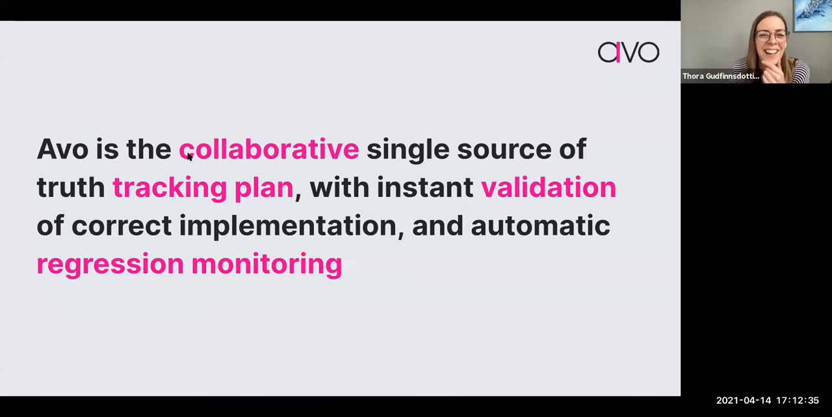Okay. So Avo is a collaborative single source of truth tracking plan with instant validation of correct implementation and automatic regression monitoring. This is a really big sentence, so I'm going to break down a little bit what this all means.